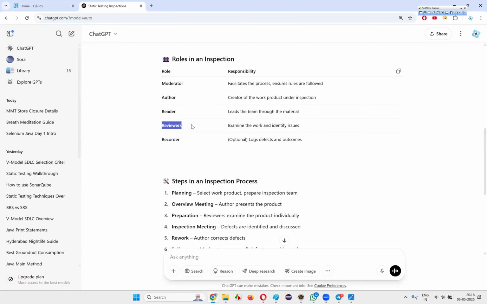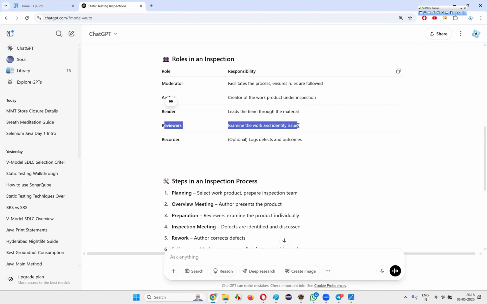Before everyone, reviewers will actually examine the work. From their point of view, whether it is correct or not, they will check and try to identify the problems or ask questions. So the job of the reader is to go through the document, make everyone go through it by reading it, or presenting it before everyone. That is the reader.